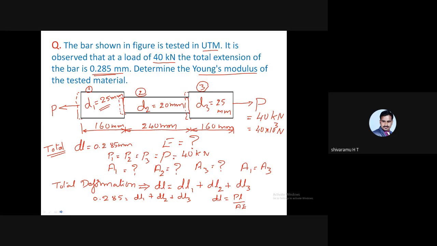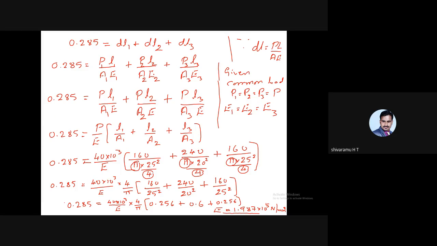So here you can go with the total deformation being equal to the summation of the different sections. Here it is given with three different sections, so you can go with dl1, dl2, dl3. If it is 4 you can add plus dl4. If it is two different sections you can go with dl1 plus dl2. And here 0.285, we know dl is equal to, for section 1, P1 L1 by A1 E1, P2 L2 by A2 E2.